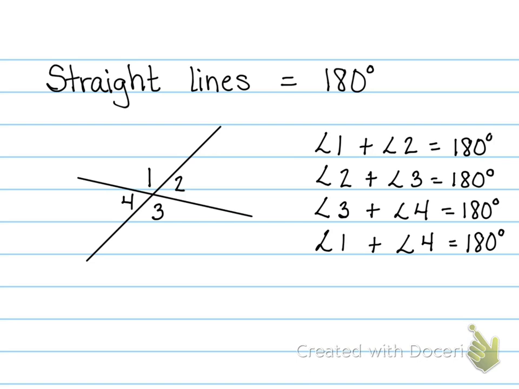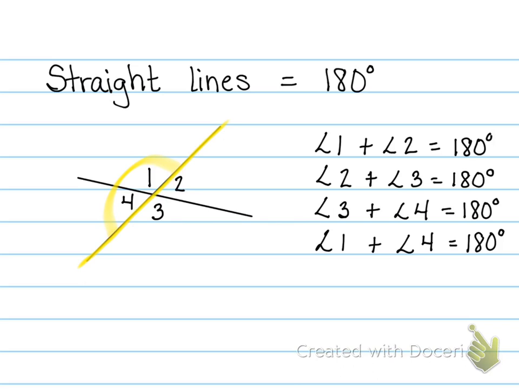So again, we've got our image here. If we look at angle 1 and angle 2 together, they make up a straight line right here. So together they equal 180. If we look at angle 2 and angle 3, they make up a straight line right here, so they equal 180. Then 3 and 4 make up a straight line there. And finally, 1 and 4 make up 180 degrees on a straight line, so they are 180 added together.